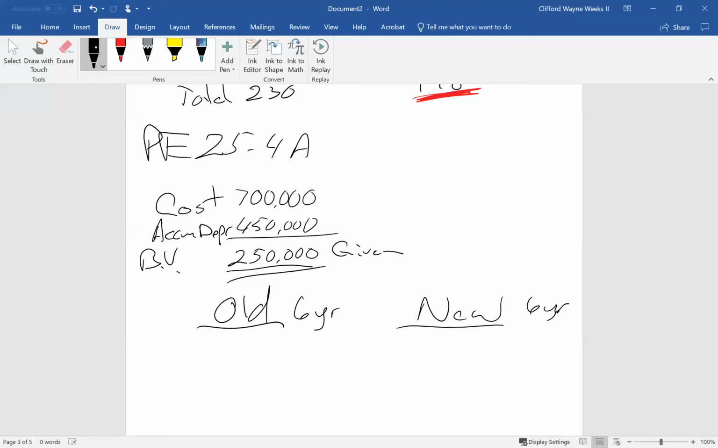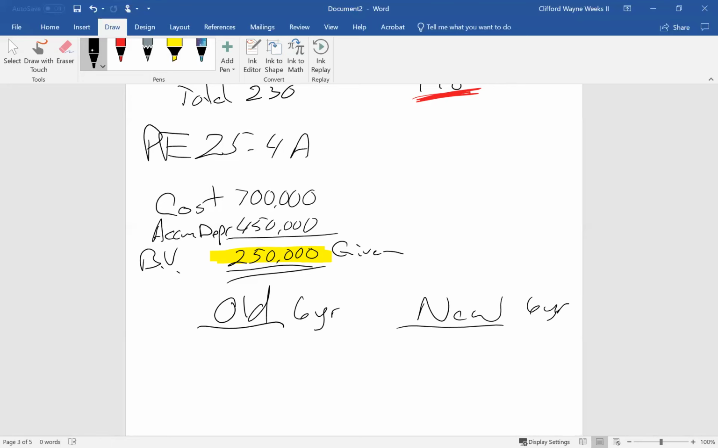So that is not relevant, is it? Okay. So let me ask you, is this $250,000 relevant? The answer is no. What's relevant in this situation? If we sell that old piece of equipment, we're actually going to have a gain.